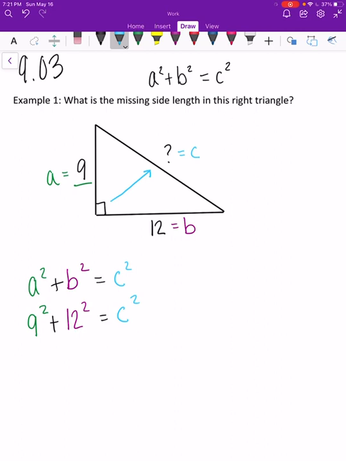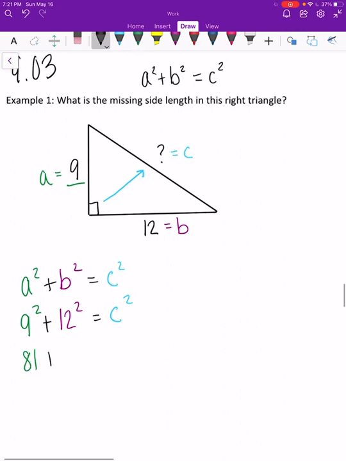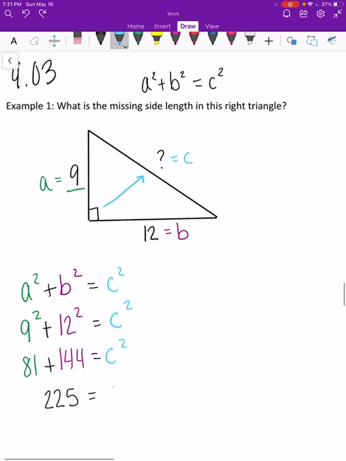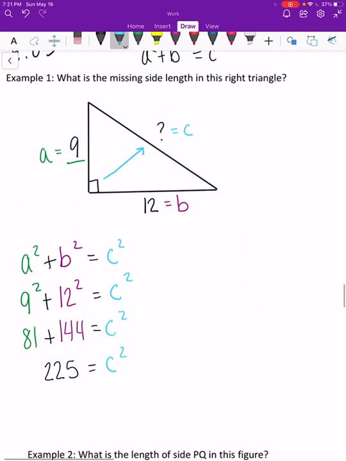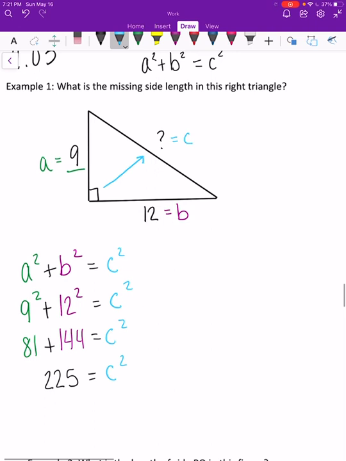Okay, 9 squared is 81, and 12 squared is 144, and it still equals c squared. We don't know what that is. Okay, 81 plus 144 is 225. And 225 equals c squared. So we haven't quite solved for c yet. We solved for c squared, but not for c.